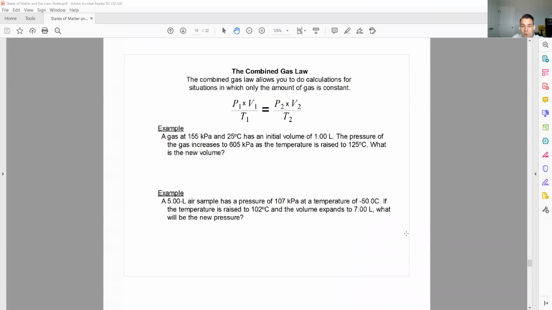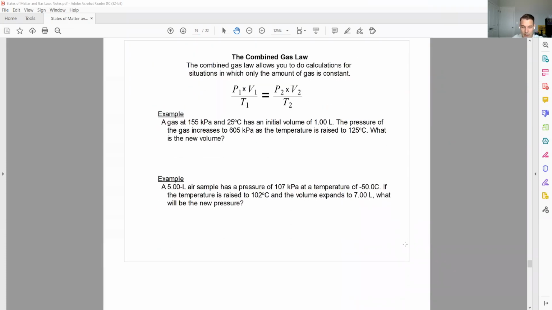Okay, and finally for today, we're going to stop with this last gas law, the combined gas law. The combined gas law allows you to do calculations for situations in which only the amount of gas is constant. So the pressure, the volume, and the temperature are all changing. You can see here, P1 times V1 over T1 is equal to P2 times V2 over T2. It literally combines all the other gas laws, Charles', Boyle's, and Gay-Lussac's into one.